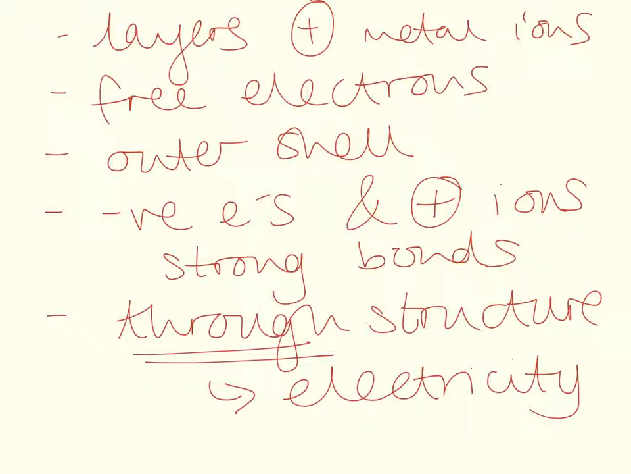You could be asked about the structure of a metallic substance, in which case you talk about the layers, you talk about free electrons coming from the outer shell of the atoms, and you've got the layers of positive ions. You could be asked about the properties. They have high melting points because of the attraction between the negative electrons and the positive metal ions being very strong. Or you could be asked about their ability to conduct electricity.